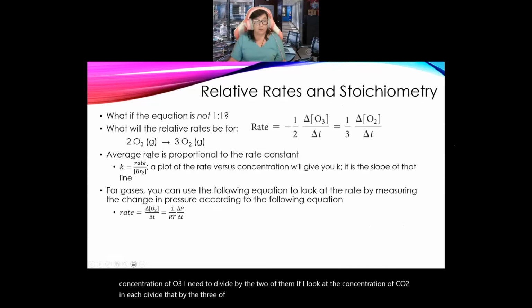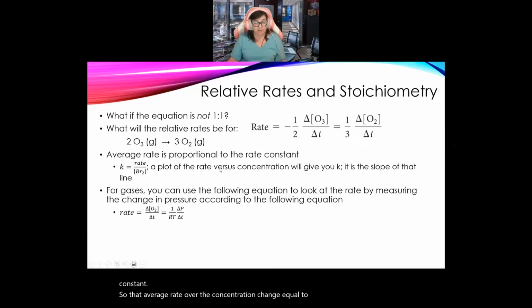Okay. The average rate is proportional to the rate constant. So that average rate over the concentration change is equal to K. So a plot of the rate versus concentration will give you the rate constant. It's the slope of the line.